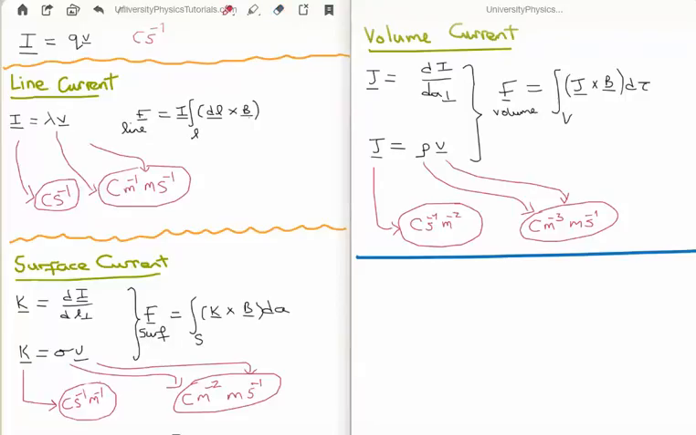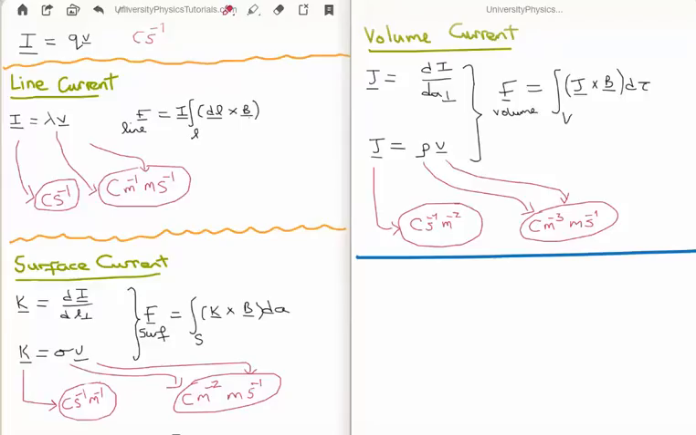What about our surface current? Well, our surface current is dI/dl perpendicular, or another way of looking at it is sigma times the velocity, where sigma is the surface charge density. So the product there in terms of units is going to be coulombs per meter squared multiplied by meters per second, giving us coulombs per second per meter, which is exactly what we'd expect.